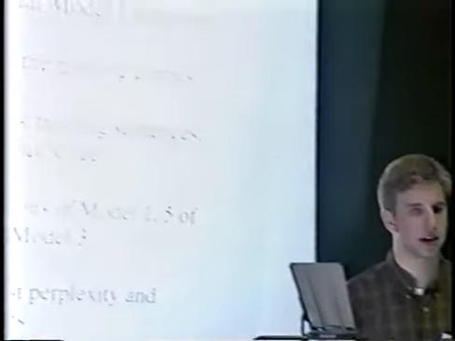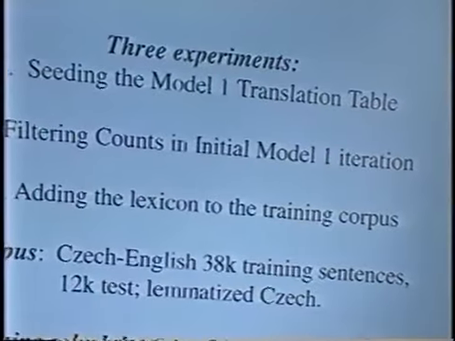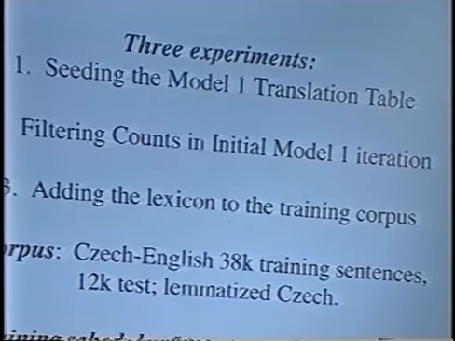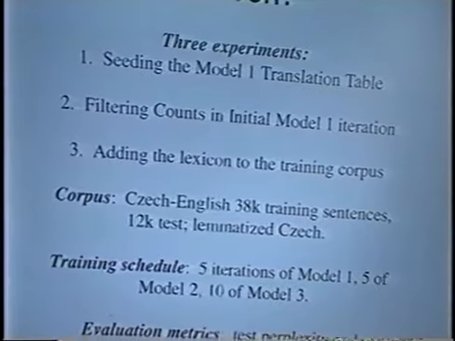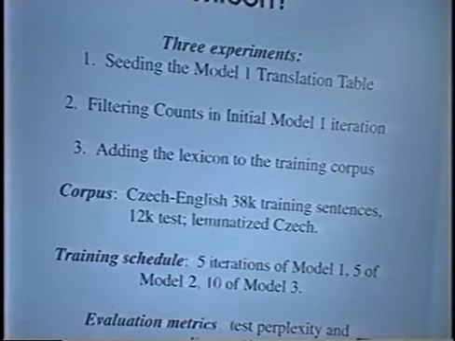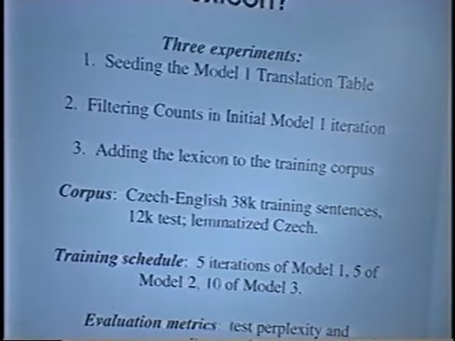So, okay, here's how we use the lexicon. From here on, I'm going to use the term lexicon to refer to any set of a priori mappings between the two languages, the dictionary and/or these cognates which we've derived. So the 3 experiments were to seed the Model 1 translation table, second, to filter the counts in the initial Model 1 iteration, and I'll explain that further. And Mike is going to talk about adding the lexicon to the training corpus in the spirit of Brown et al. 1994.